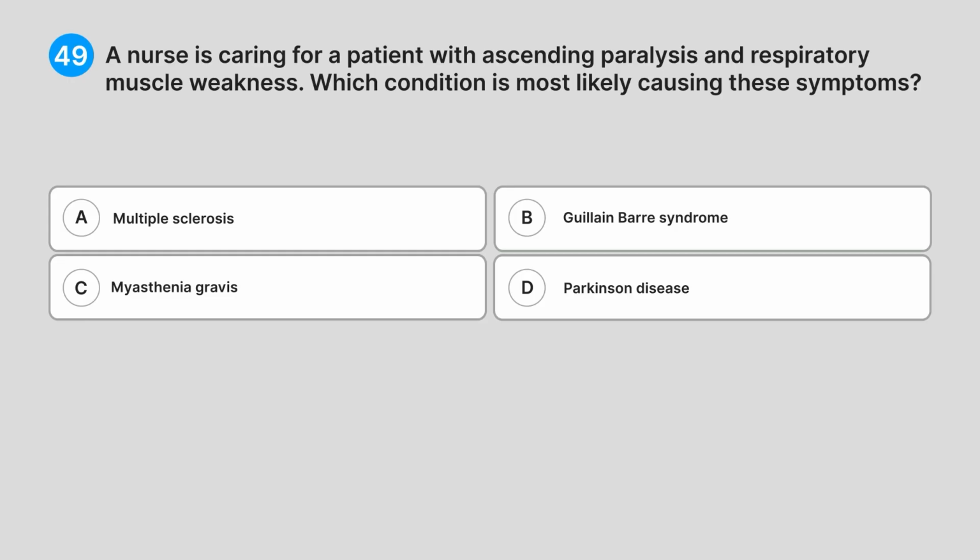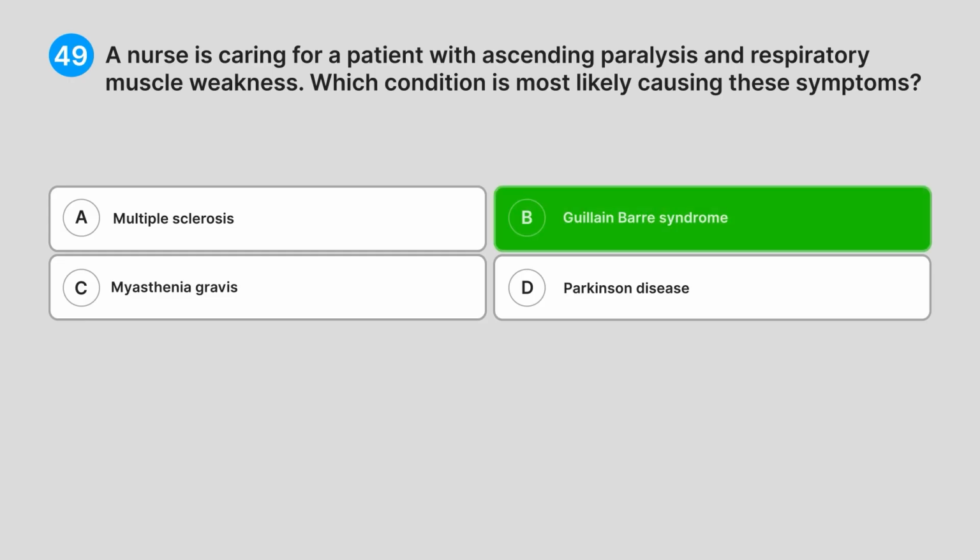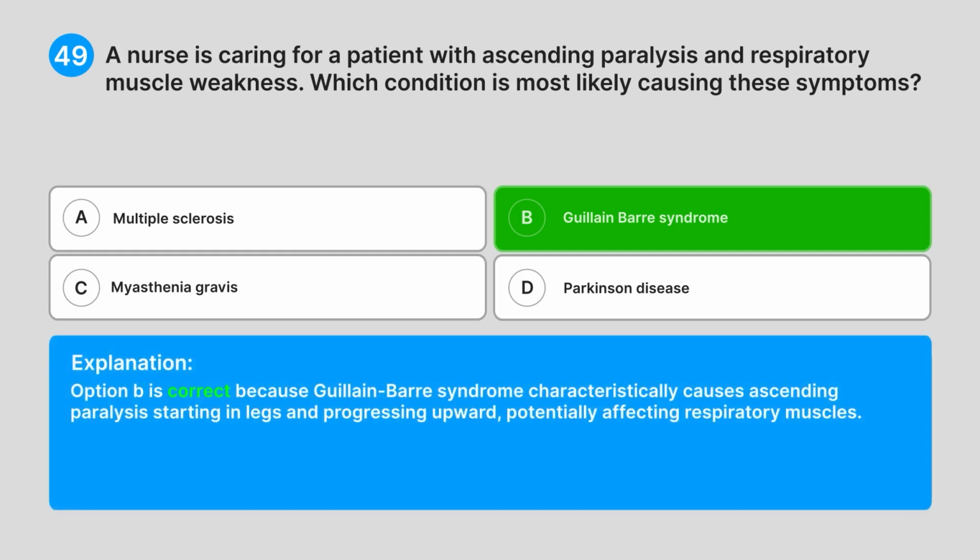Correct answer, B. Guillain-Barré syndrome. Explanation: option B is correct because Guillain-Barré syndrome characteristically causes ascending paralysis starting in legs and progressing upward, potentially affecting respiratory muscles.